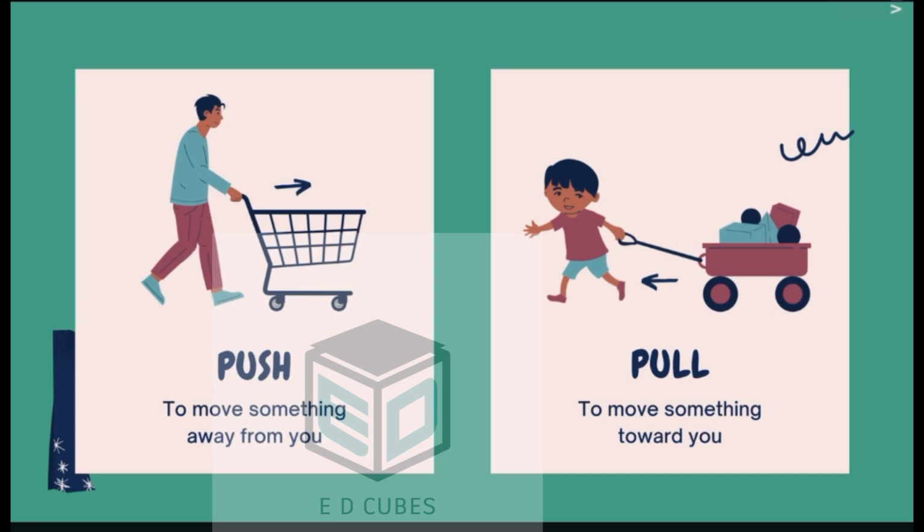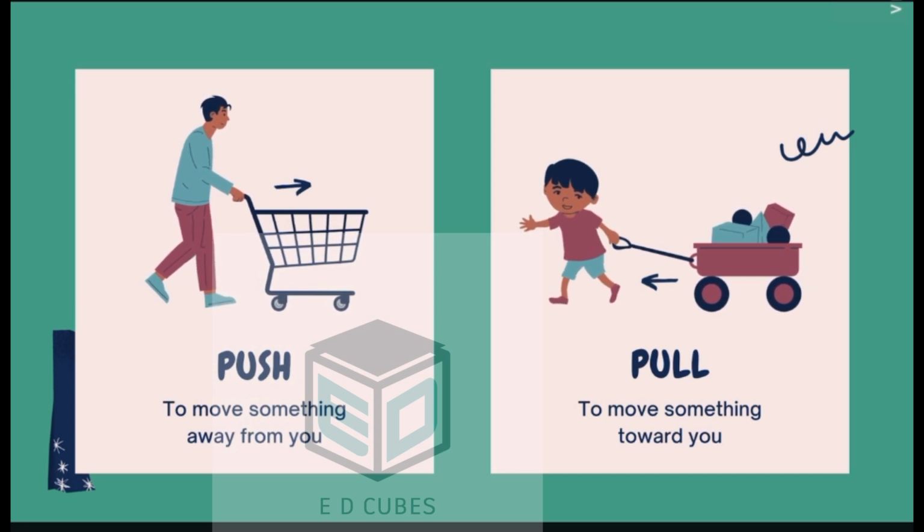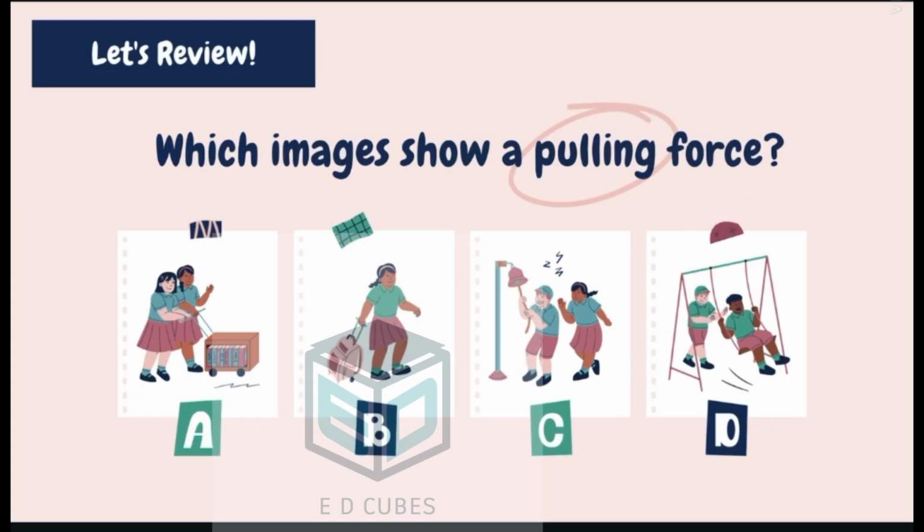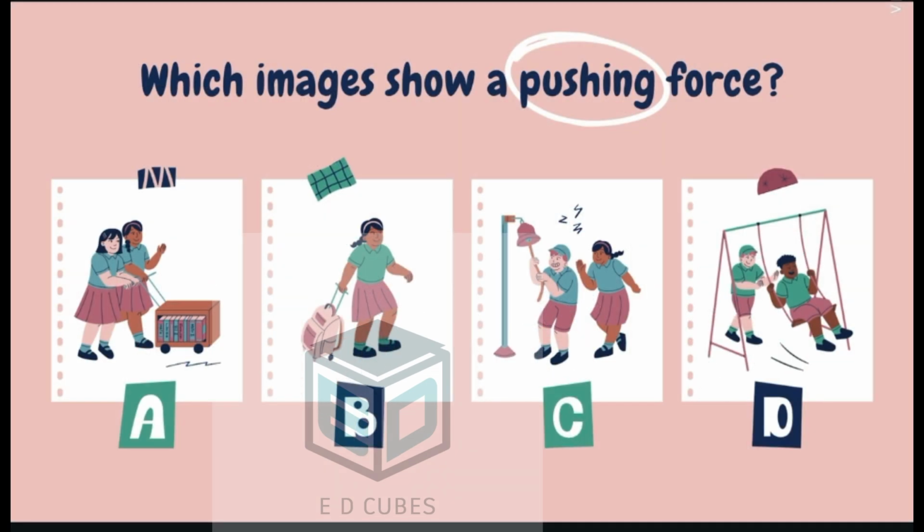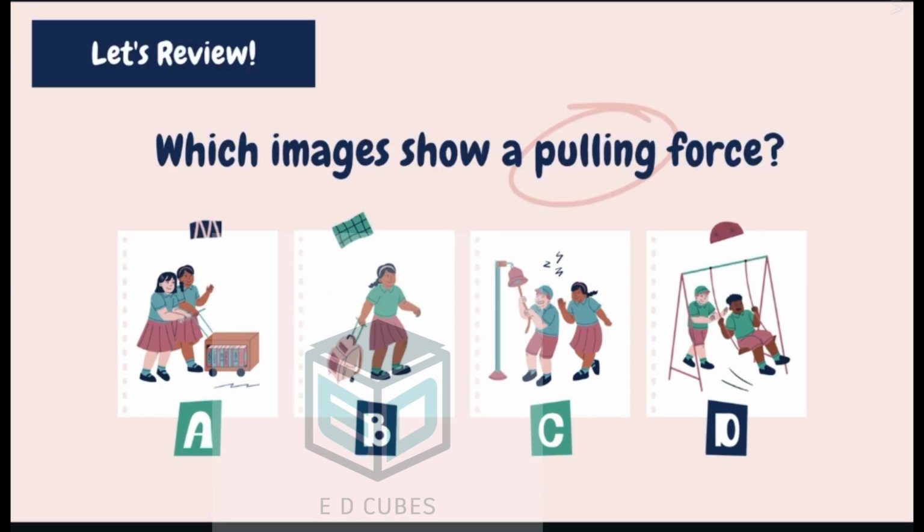Is it clear? If it is clear, then let us discuss a few scenarios or situations where we have to identify which one is pulling force and which one is pushing force. Clear? Now, in the first image, two girls are going along with a trolley. They are holding the trolley and moving forward. In this case, they are trying to move the trolley away from them. That's why the force is of push type.